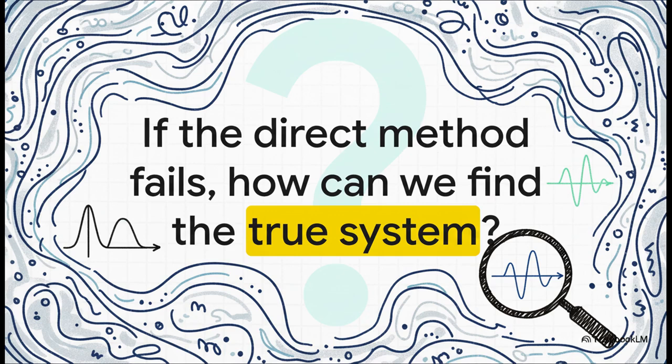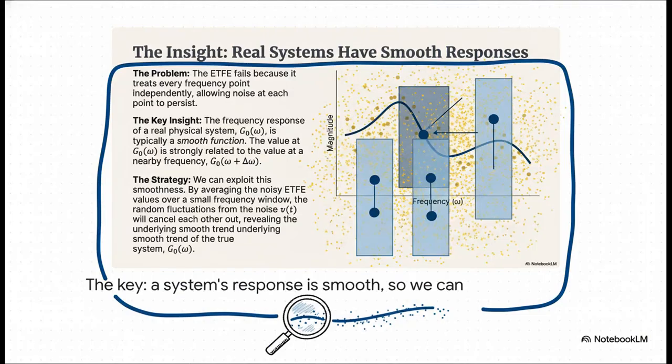So this brings us to a really critical point. If the most direct, the most obvious method is a total failure, if it's completely swamped by noise, how can we ever hope to see the true system that's hiding underneath it all? It really starts to feel like an impossible task. But this is the aha moment. This is the key insight that unlocks the entire puzzle.